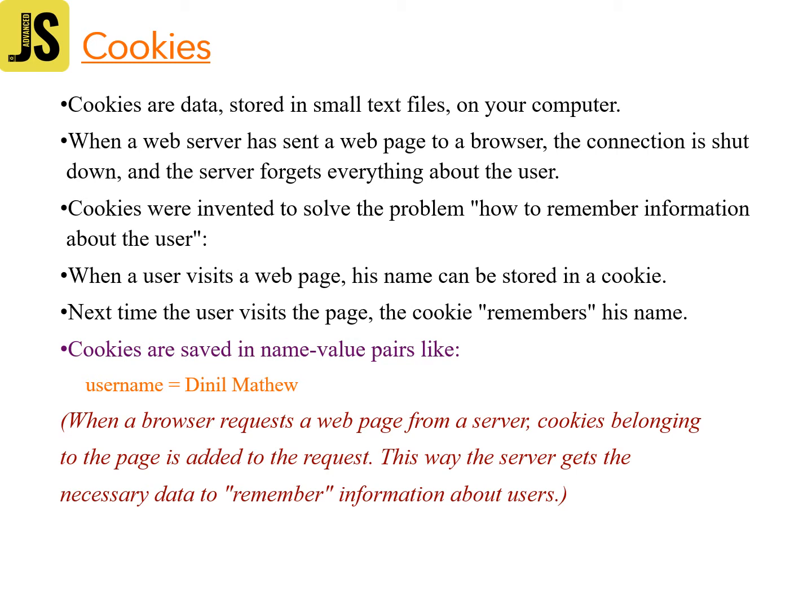So far we discussed BOM and the different objects which are related to BOM. Now we can see one of the important features that are available in a browser. In our browser there will be a storage facility for storing some values which will be input, which will be related to the corresponding user of the browser. Those files are termed as cookies. Cookies are data which are stored in small text files on your computer.